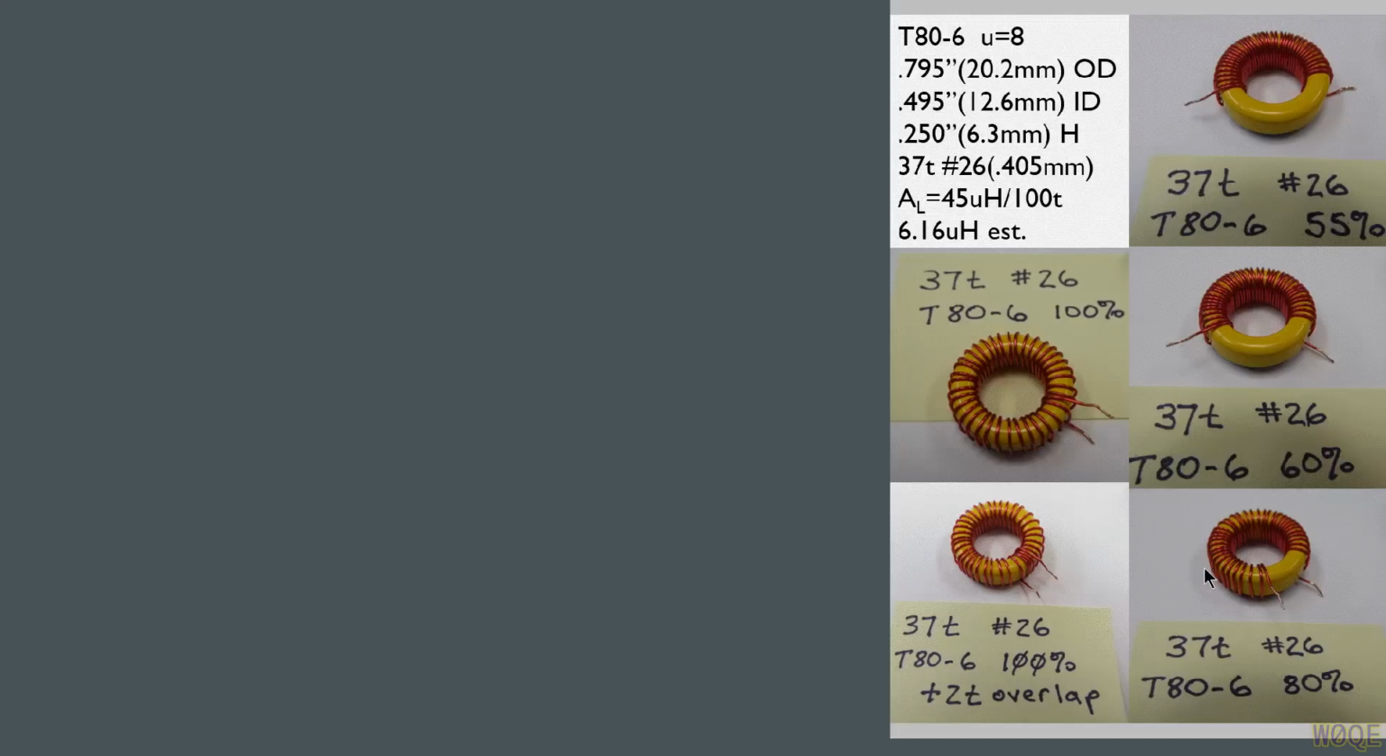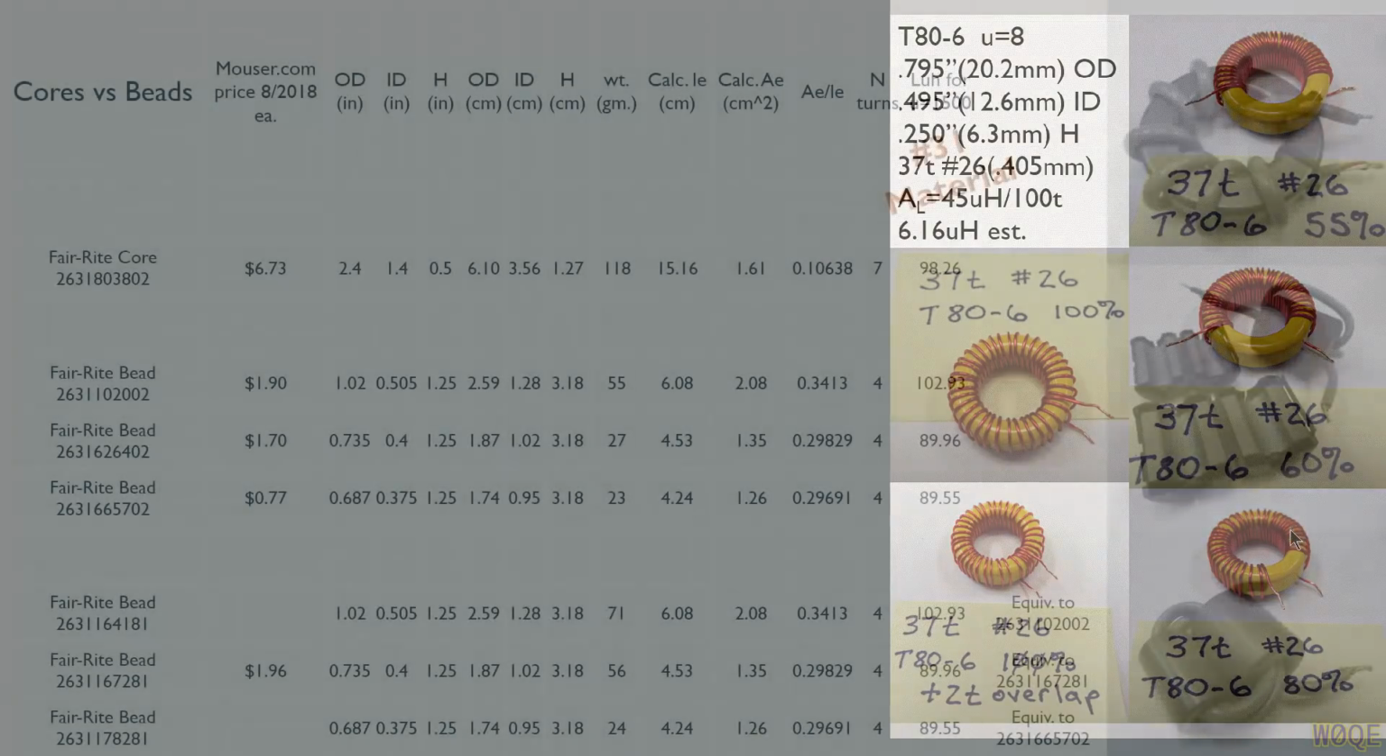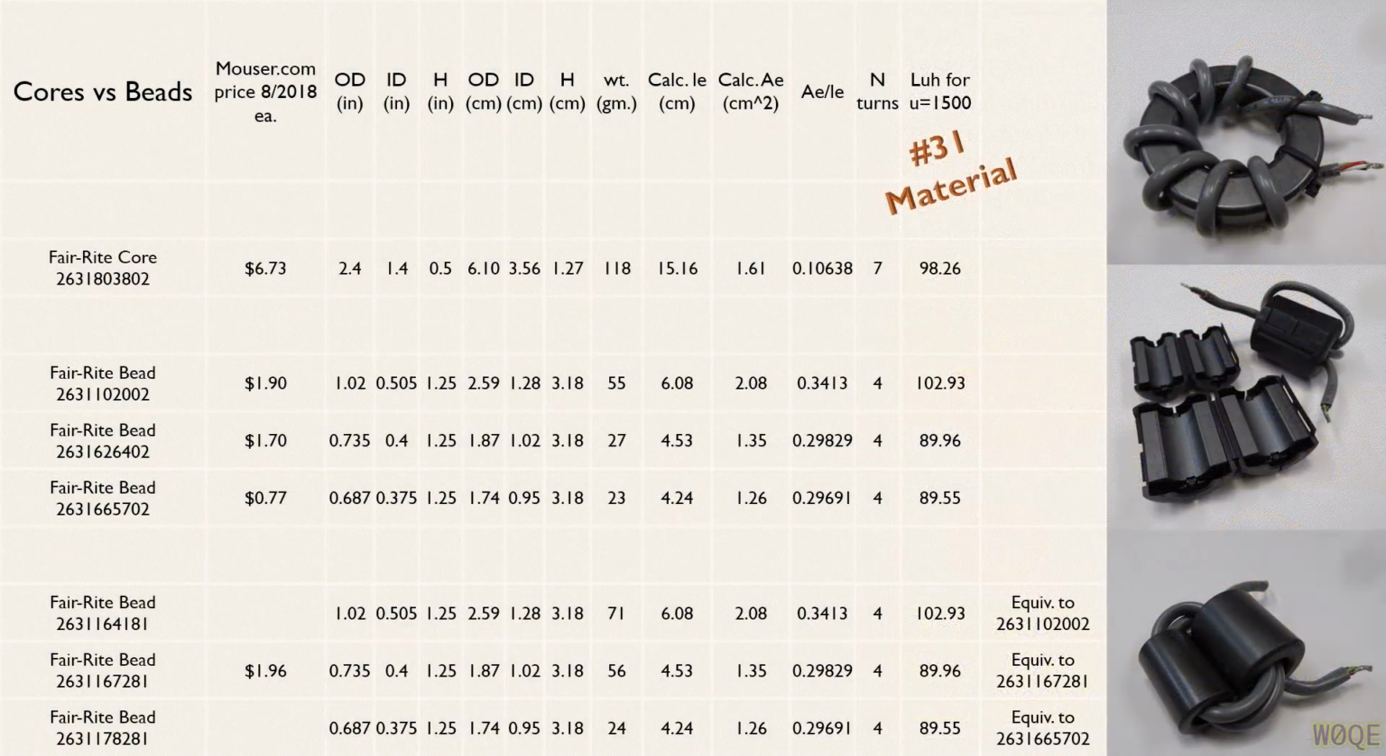But this is another example, and it was kind of surprising to learn that the Q at 100% of the turns actually is a little bit higher than the Q at 80% of the core being covered with the turns. And in this example, we'll look at winding some common mode chokes. Common mode chokes are primarily used in the reduction or elimination of EMI and RFI interference. And the typical material that's most commonly used these days is number 31 material, which has a permeability of 1500. I did this little table based on some common cores that you might use in this application.